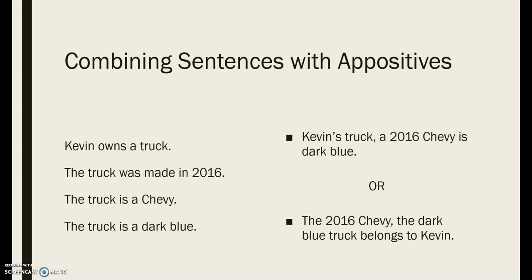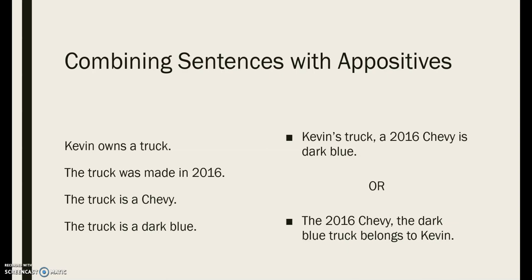Here are some more sentences. This time we have 4 sentences that we're going to try to combine into one. If you notice, it says Kevin owns a truck. The truck was made in 2016. The truck is a Chevy. The truck is a dark blue. Truck is repeated multiple times in the sentences. So let's combine these sentences into one. There's more than one way to do this.